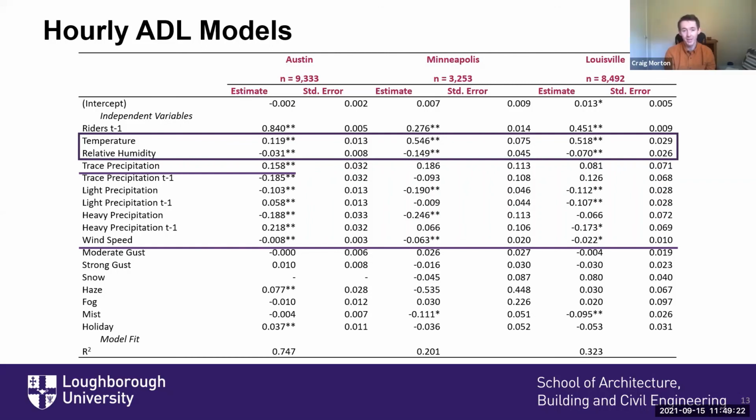Wind speed, again, you're seeing what you would expect: as wind speed goes up, demand goes down. Interestingly, here we have the dummy variables for some of the weather conditions. So mist seems to be reducing demand in Minneapolis and Louisville. If you have misty conditions, it's inhibiting demand. And with the occurrence of holidays in Austin, if you have a holiday, it seems to be boosting demand there.